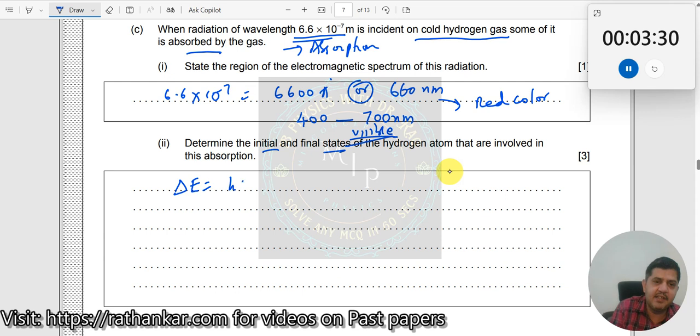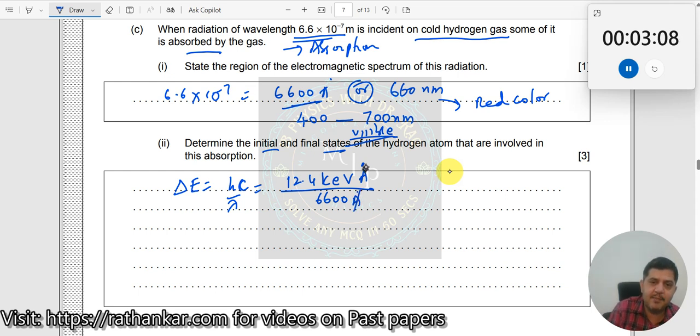Delta E is equal to hc by lambda. What is hc? It is 12.4 kilo electron volt angstrom. It's a shortcut for hc. I hope you remember this one, which you have done in class also. Lambda is 660 nanometers, which is 6600 angstroms. I will use this one, which is easy for me to work with.